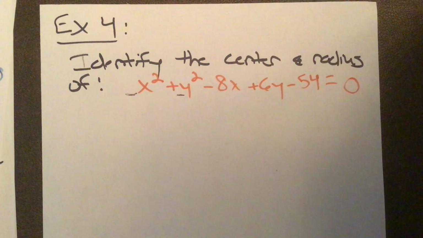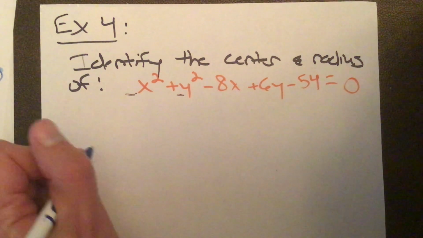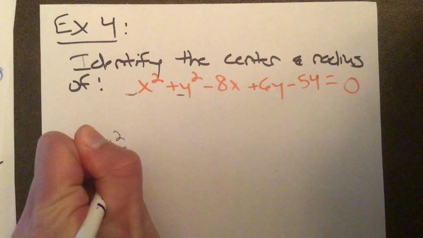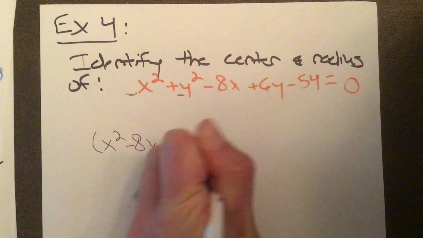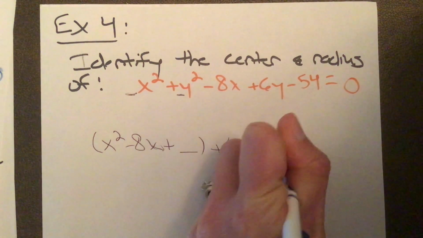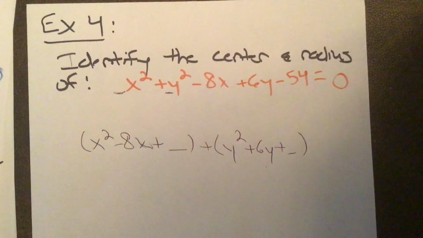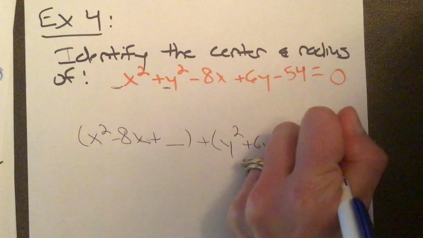So I'm going to approach this one just like I did the other one. I'm going to group the x terms together, group the y terms together. So this is going to be x squared minus 8x plus a blank, and then plus y squared, 6y plus a blank. And then I'm just going to move that 54 over to the other side.